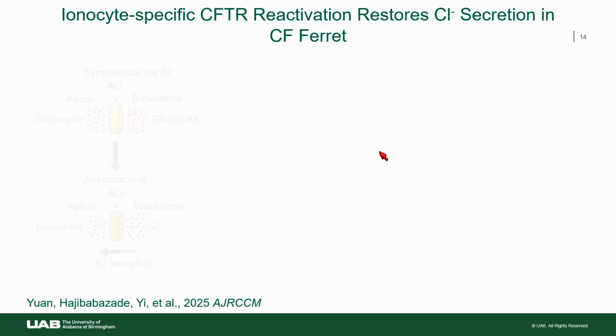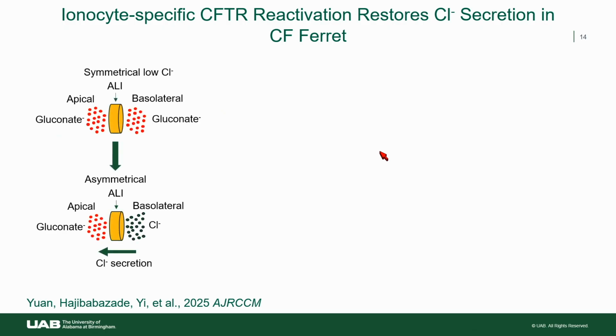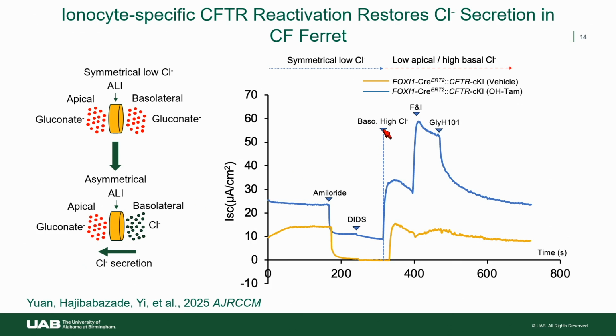Next we test chloride secretion, and we play around with the chloride gradient. We started from a symmetrical no chloride and moved to an apical low chloride and basolateral high chloride to drive chloride secretion. What we found here is that the control CF group showed absence of forskolin and IBMX induced chloride secretion, but the tamoxifen treated CFTR reactivated ionocyte group showed a large amount of chloride secretion.